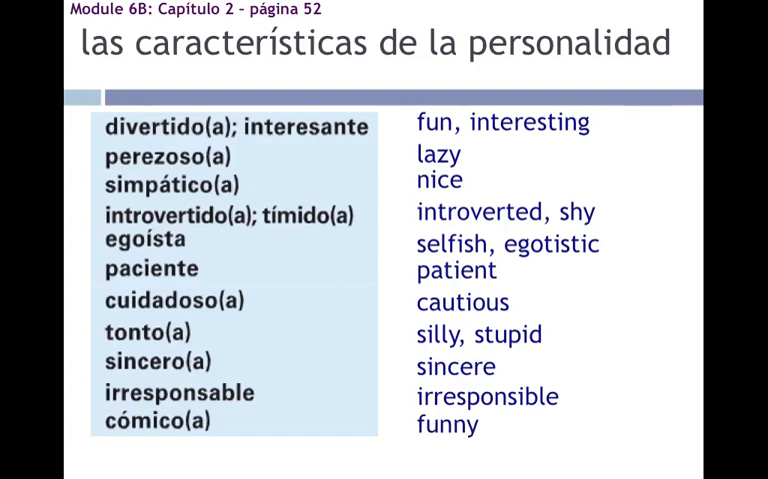Ready? Call out the español. Simpático, cómico, tonto, introvertido o tímido, perezoso, irresponsable, egoísta, divertido, interesante, cuidadoso, paciente, sincero.